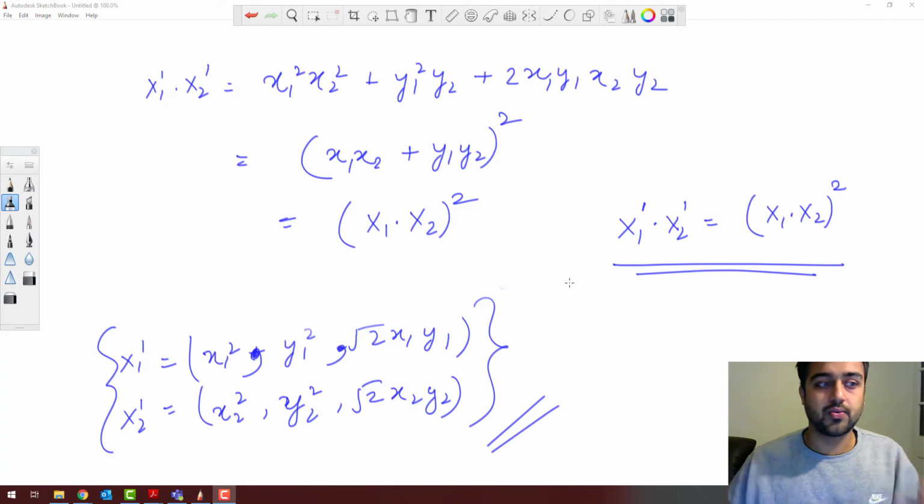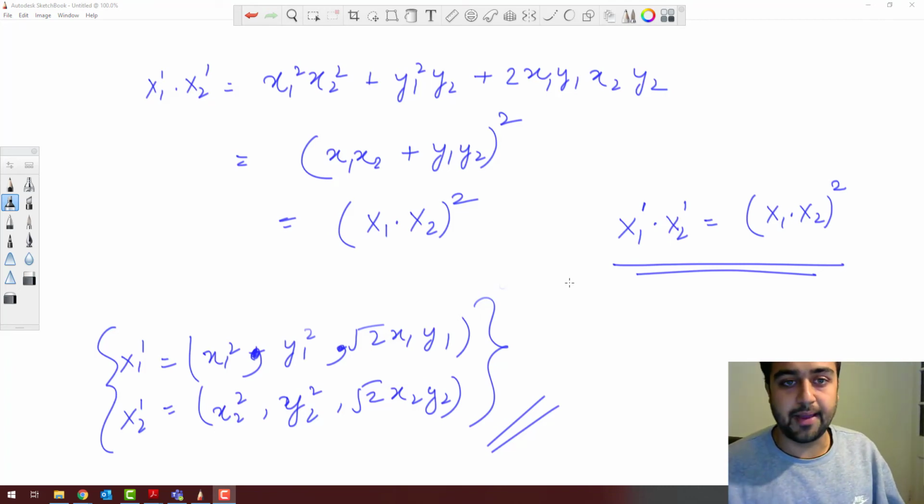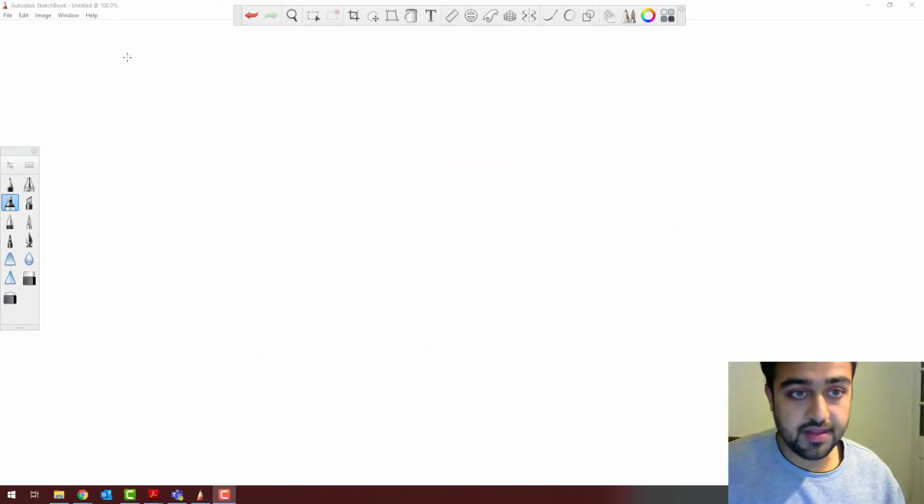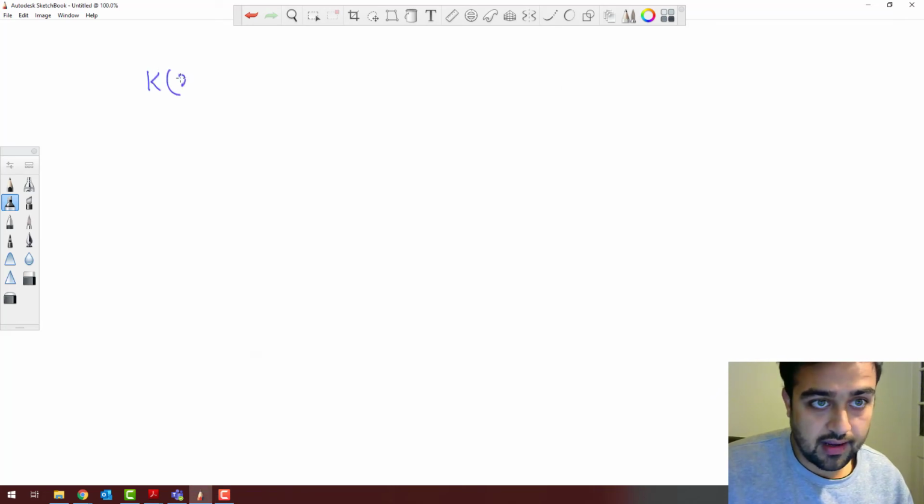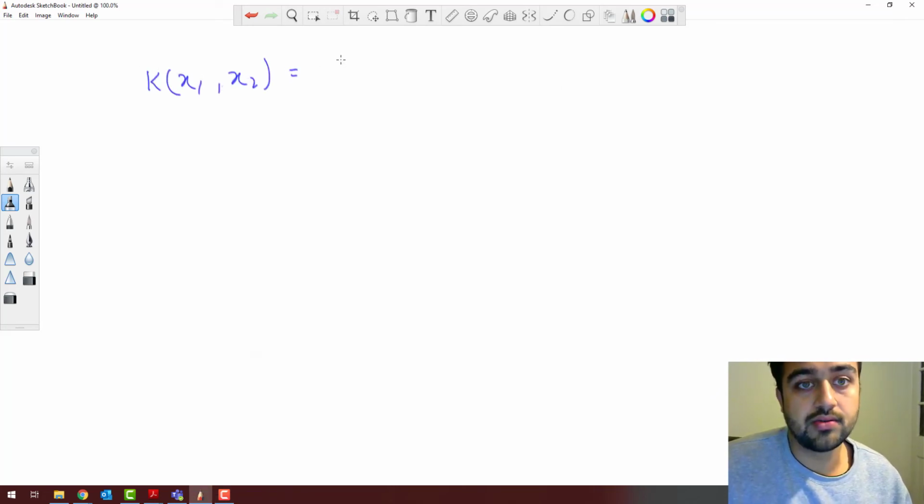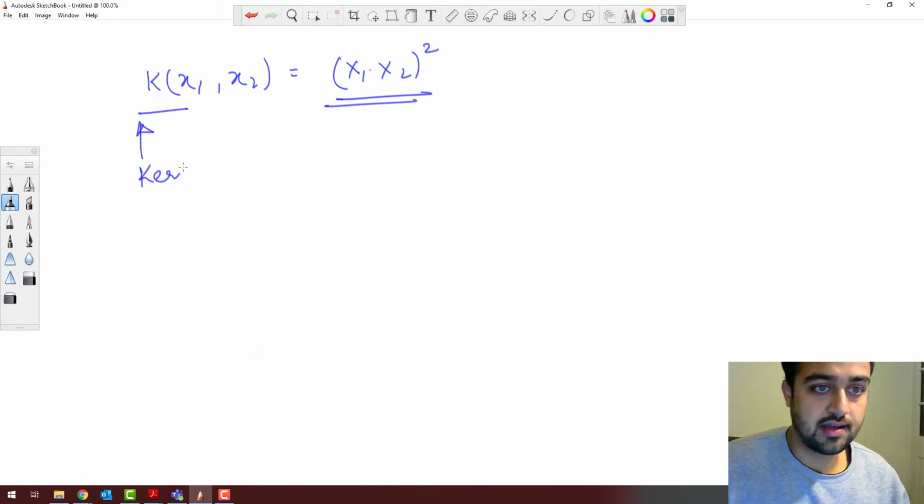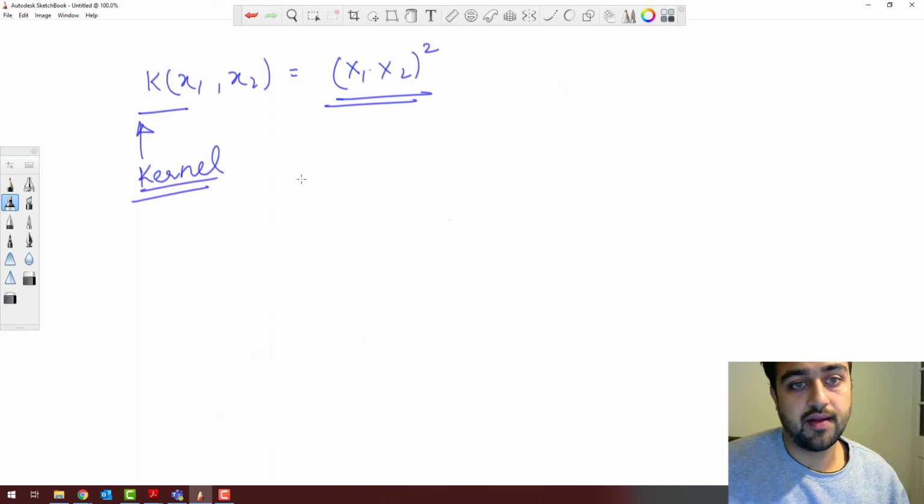So you see, just by squaring the dot product in the original space, we obtain the dot product in a new space, right? So if you want to know this visually, I'll just draw a diagram for you guys. So yeah, this would also mean that k(x1, x2) is equal to (x1 dot x2) square, right? Therefore this is a kernel, right?